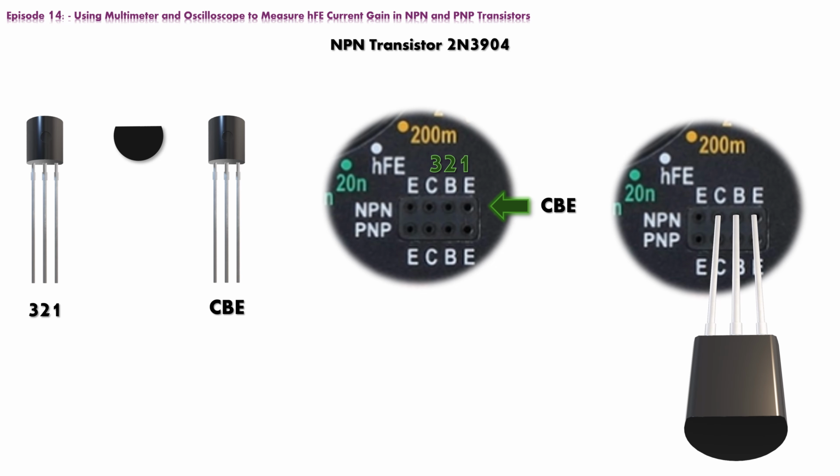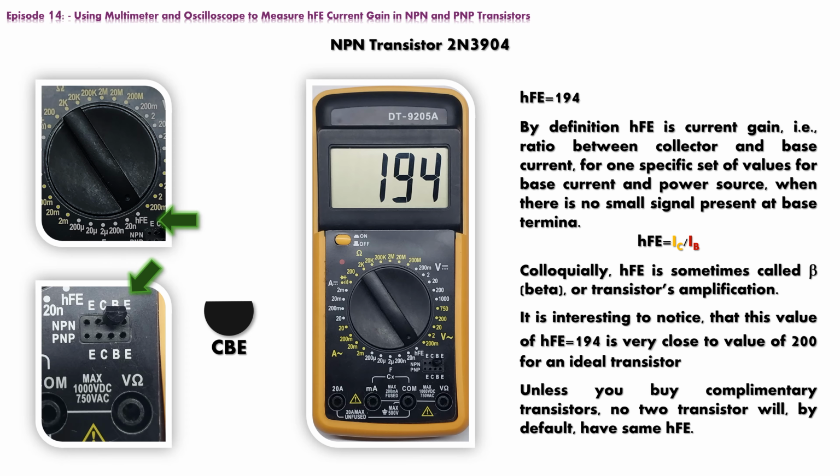Let's select the hFE setting on our multimeter, plug in the NPN transistor in the proper slot, and switch on the multimeter. We have removed probes, just so that you can have an unobstructed view. You can also remove, or leave probes in, it doesn't affect the reading whatsoever. Our multimeter displays a value of 194. That is the current gain of our transistor, or hFE parameter.